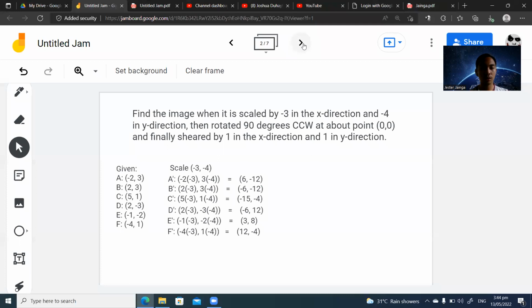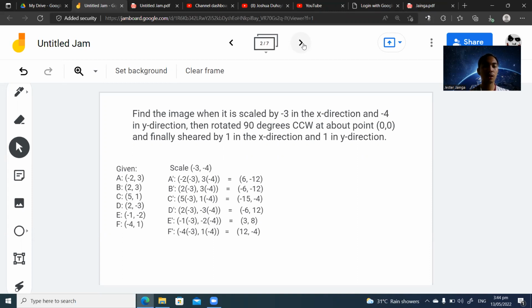So the scale factor is -3 and then -4. So we multiply the given points by the scale factor. So -2 times -3, 3 times -4 is equal to 6 and then -12. So B, 2 times -3, 3 times -4 is equal to -6 and then -12. C, 5 times -3 and 1 times -4 is equal to -15 and then -4.